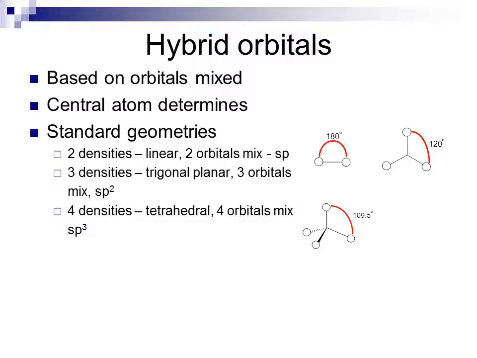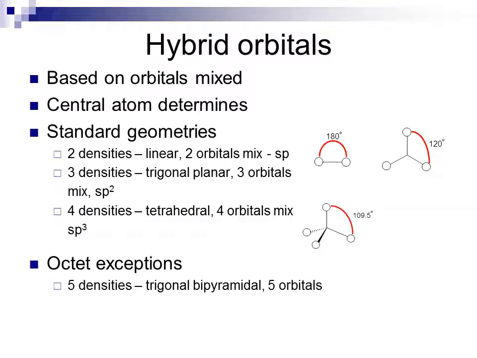If we move on to the octet exceptions, the 5 densities requires 5 orbitals. Now we're out of orbitals with s and 3 p's because the p subshell only has 3 orbitals. To get a 5th orbital, we have to reach into the d orbitals, and this is why the trigonal bipyramidal only occurs in atoms that have access to a d orbital, so we can get sp3d, for instance, like trigonal bipyramidal does.